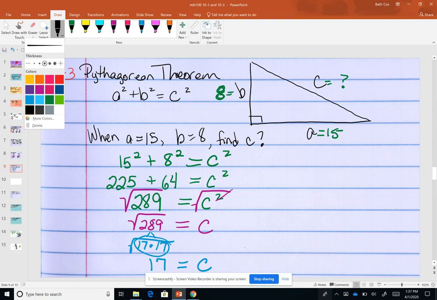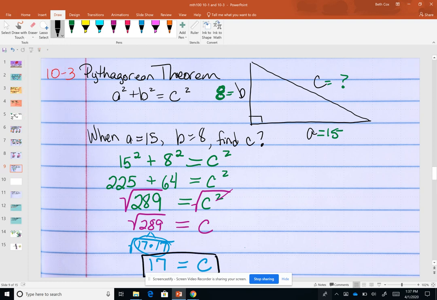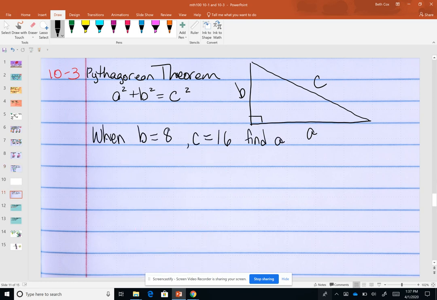All right. Let's do another one. All right, now this one says when B is 8 and C is 16, find A. This one's a little bit different. So let's start through this one. B is 8, C is 16, and A is what we don't know.